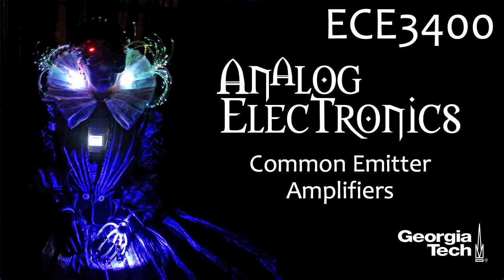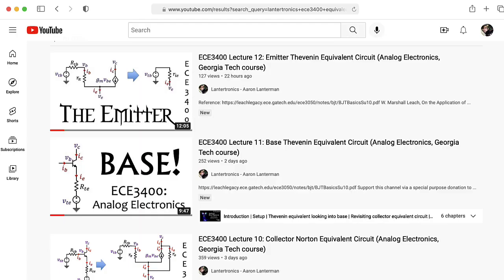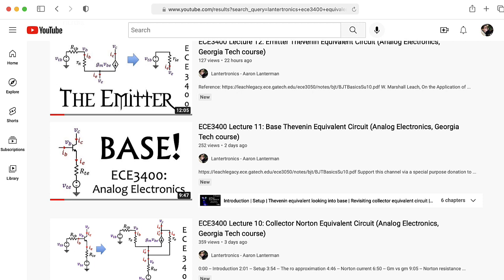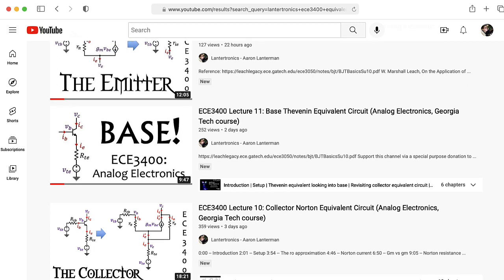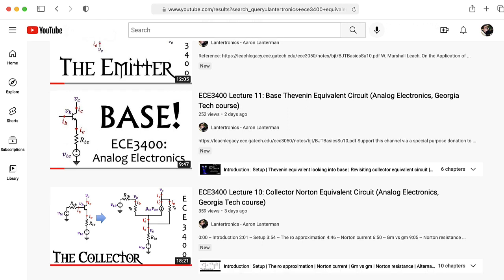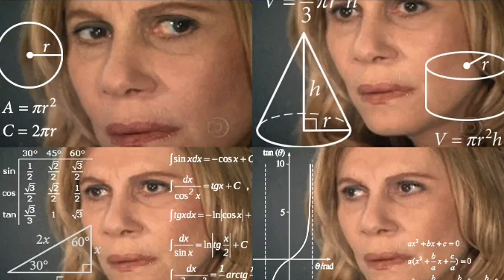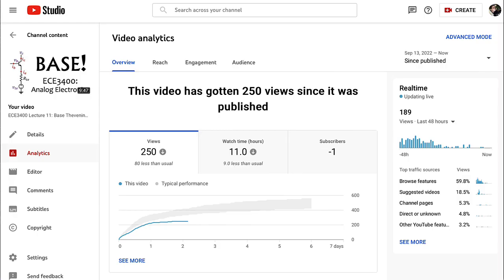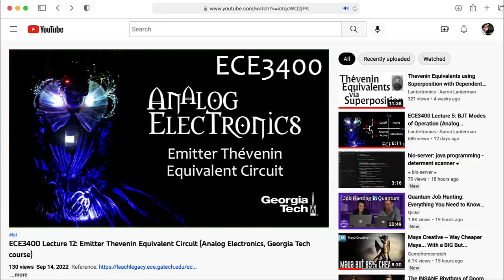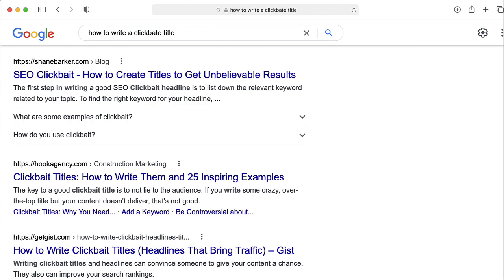I'm a professor of electrical and computer engineering at Georgia Tech, and in the last 3 lectures, we looked at Thevenin and Norton equivalent circuits looking into the terminals of the small signal model of the bipolar junction transistor in terms of the Thevenin equivalent seen looking out of the other terminals. These lectures were fairly abstract and complicated, and based on my YouTube channel analytics, weren't terribly popular either. Although admittedly a title like emitter-Thevenin equivalent circuit is not exactly the most eye-catching combination of words ever put together.